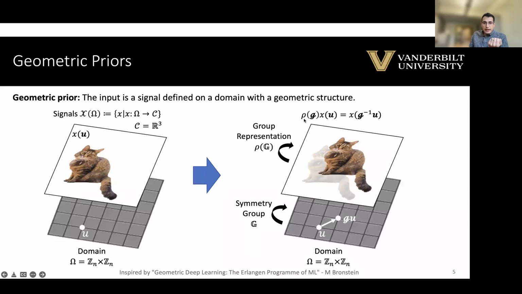And okay, so here we have rho g applied to our signal x, which is defined to be equal to x evaluated at g inverse of u. Okay. And so this structure of symmetry groups and group representations, we are going to come back to over and over and see how they can help us in designing specific neural architectures. Okay. So let's see how we can use these geometric priors to lessen the complexity of our hypothesis class.